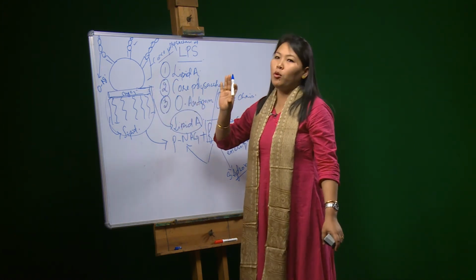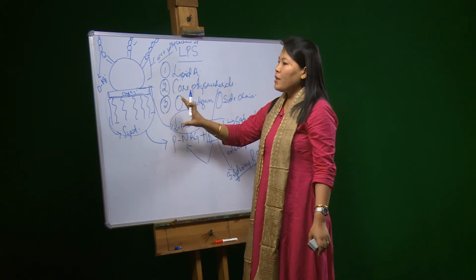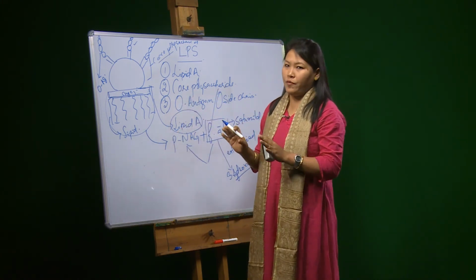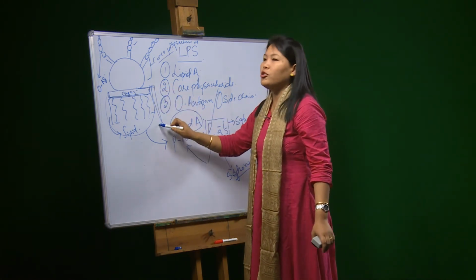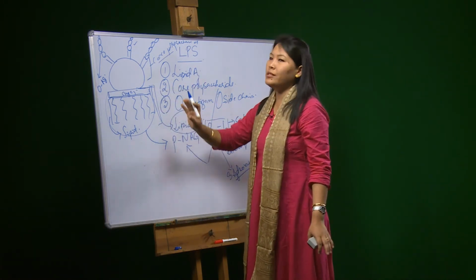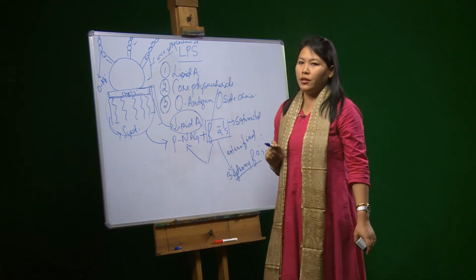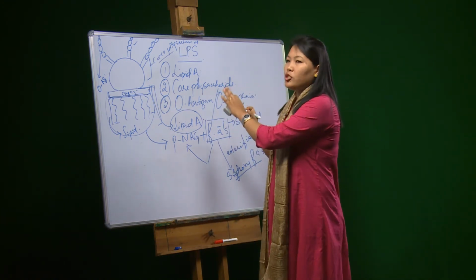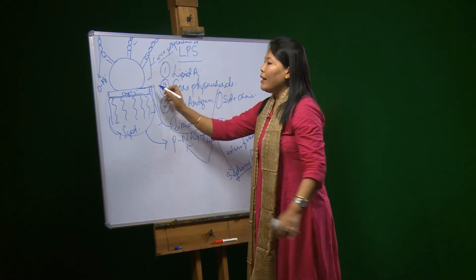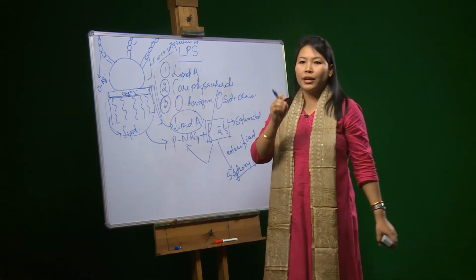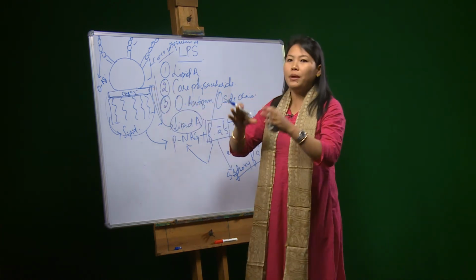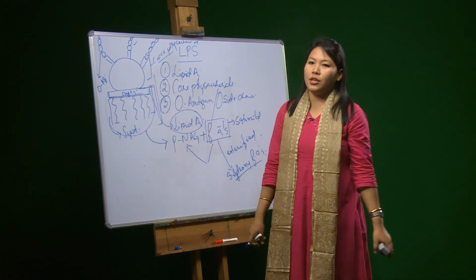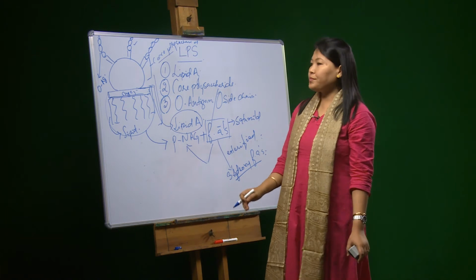One very important point to note is that when the bacteria is alive, this lipid A portion is not exposed, so its toxicity cannot be generated. In order to generate its toxicity, you need to lyse the bacteria. You need to kill the bacteria. Only then will this lipid A portion be exposed and its toxicity be generated.